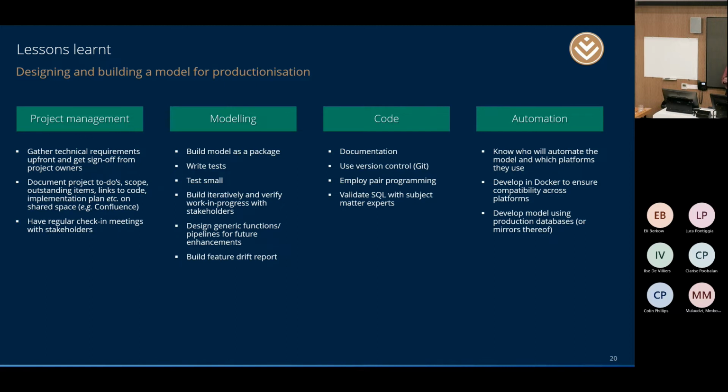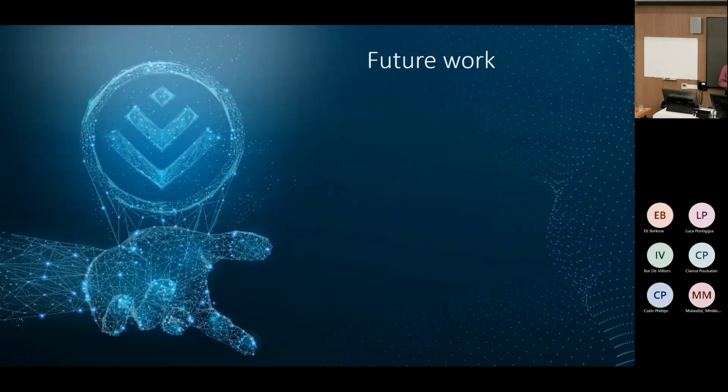Shortly, just automation. If we as data scientists built a model, but then we have to hand it over to a dedicated team to automate this model, it's important to know who they are and what platforms they use, because it's not always compatible with one another. So make sure that you develop in something like a Docker that allows compatibility across platforms. We found this is also hugely valuable to us.